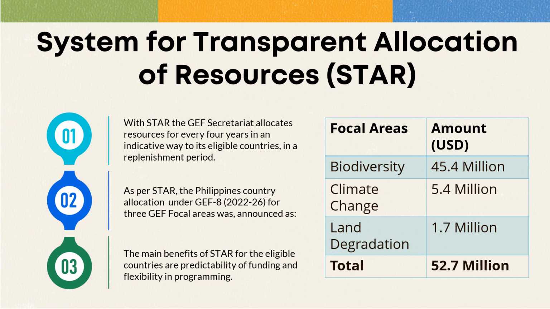Transparent methodology. The system uses clear and agreed-upon criteria for determining allocations, which are regularly reviewed and updated to reflect the evolving nature of environmental challenges and the capacities of recipient countries. Flexibility. While it guides the allocation of funds, STAR also allows for flexibility in how countries can use their resources, including the possibility of transferring allocations between the focal areas under certain conditions. The STAR allocation system plays a critical role in the GEF's efforts to ensure that the resources it manages are directed toward the areas where they can have the maximum impact on the global environment.